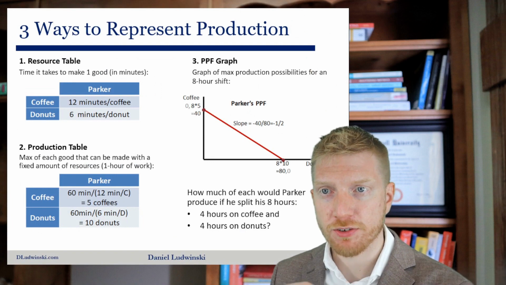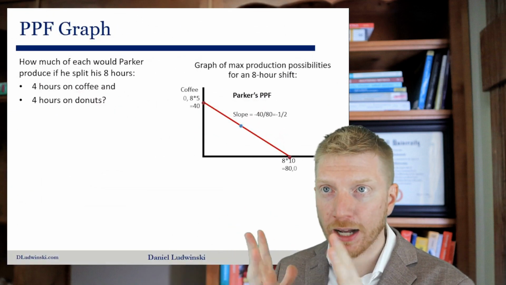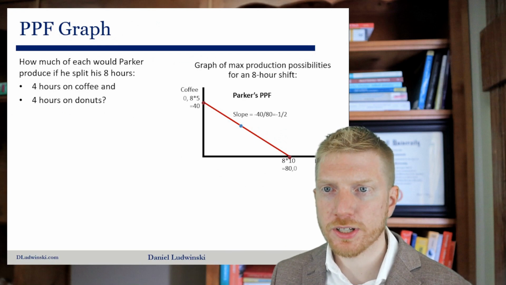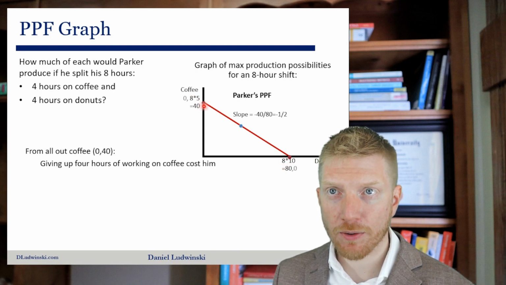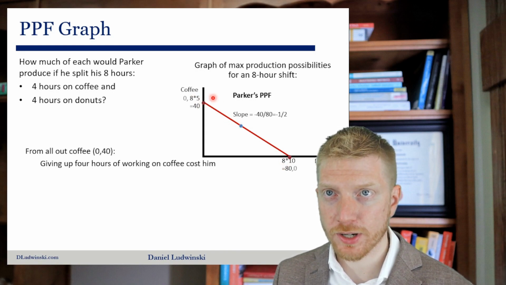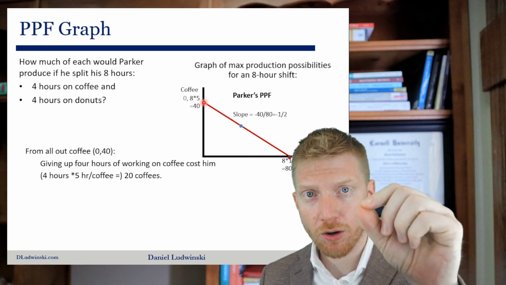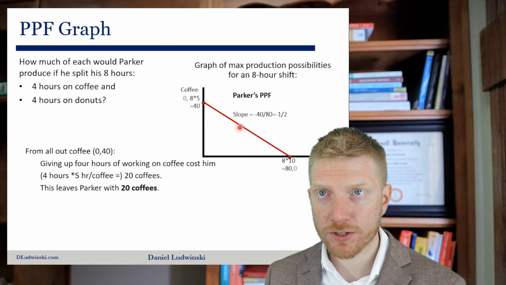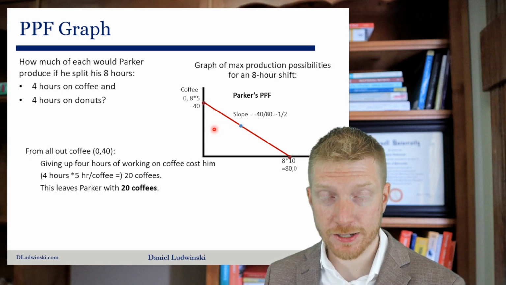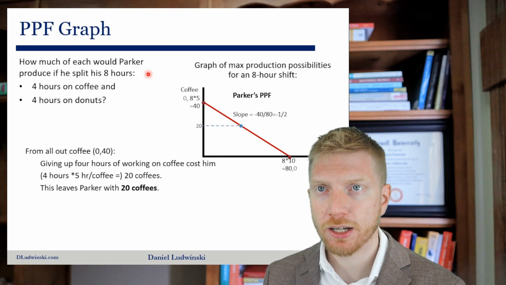Finally, we can represent this graphically. And so if we're splitting our time, 4 and 4, we're essentially moving down from the left to the right on this curve. Right? We're giving up some hours working on coffee to get donuts. Starting at this point where we were all in on coffee, we need to give up 4 hours. And having 4 hours left to work on coffee allows us to have 20 cups of coffee.